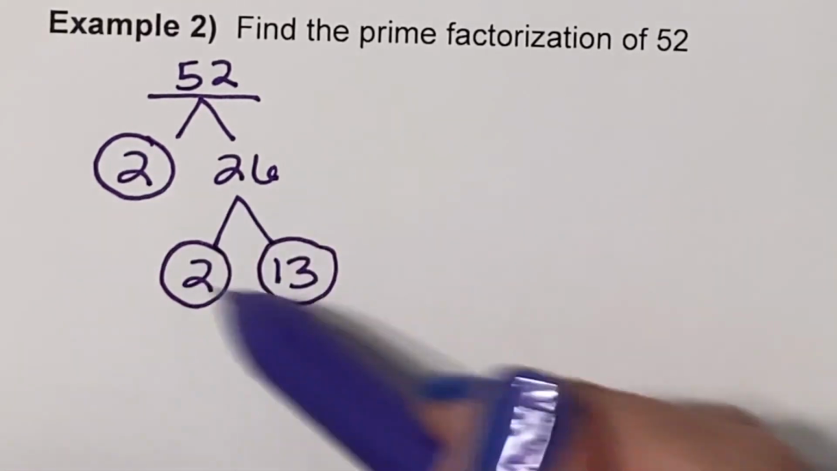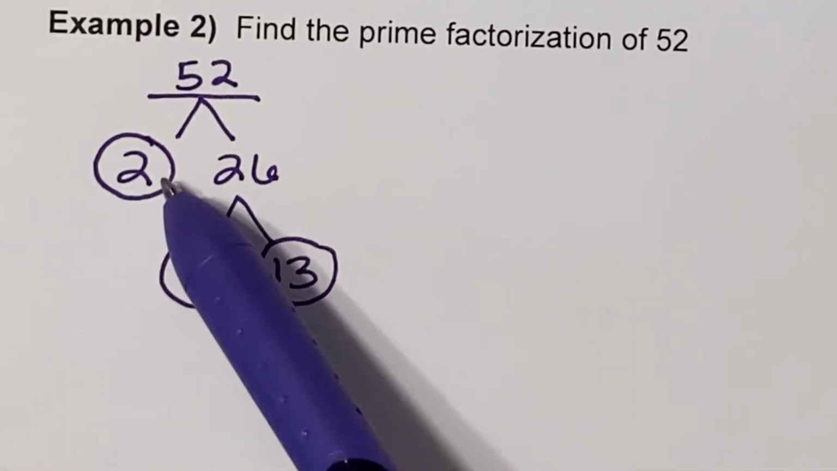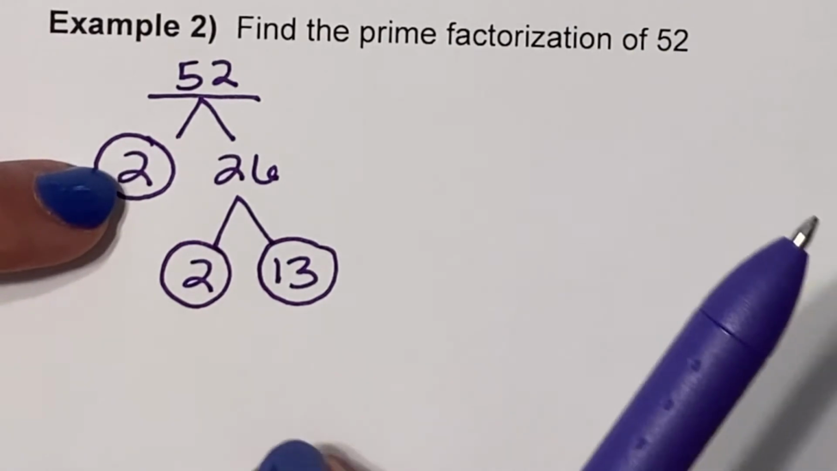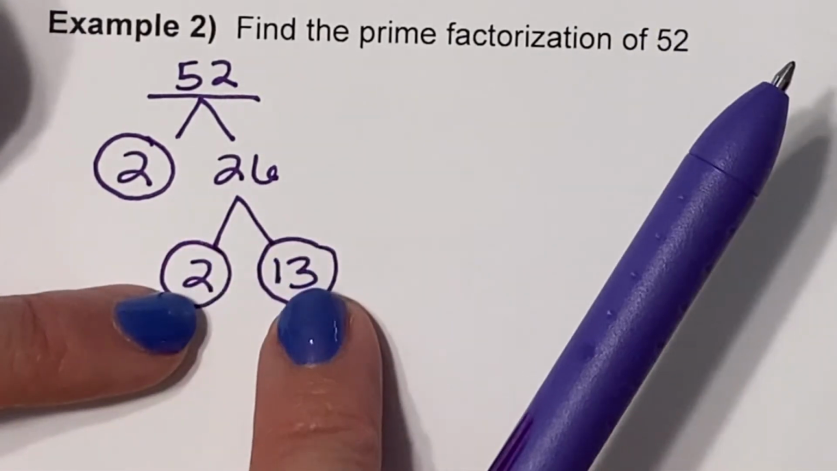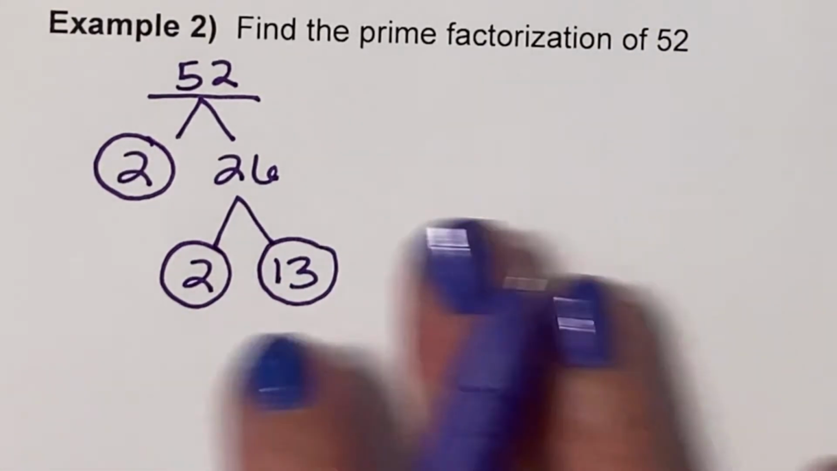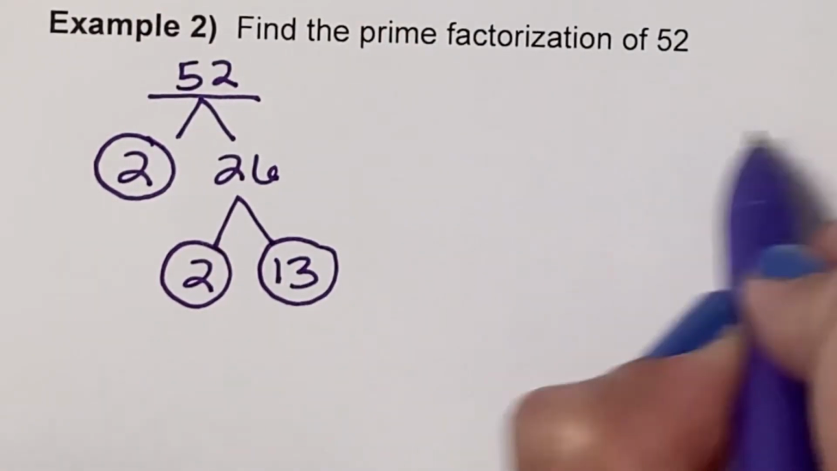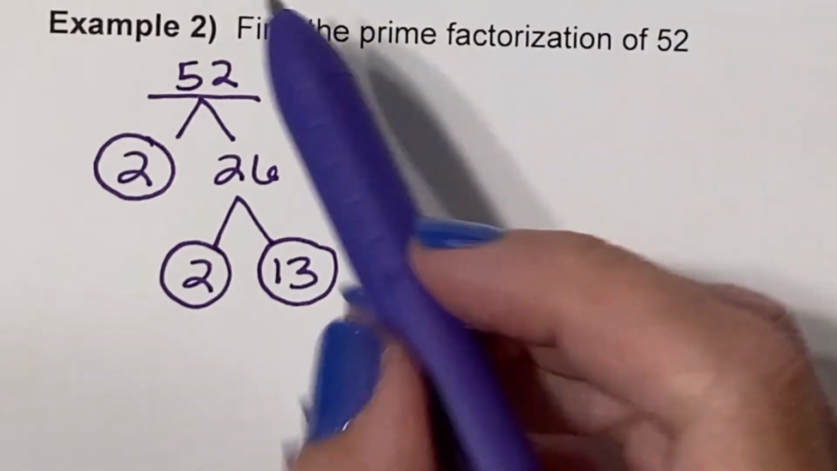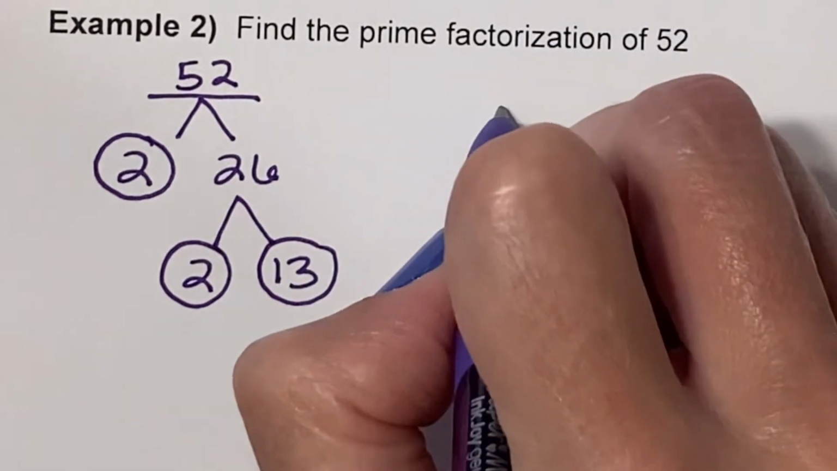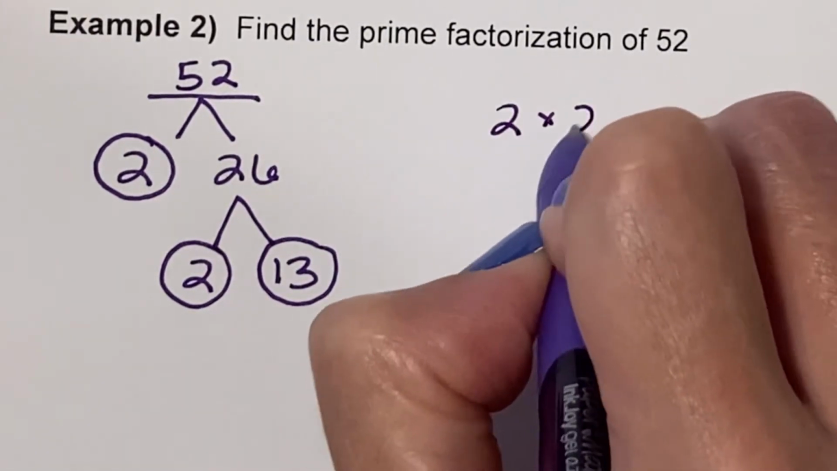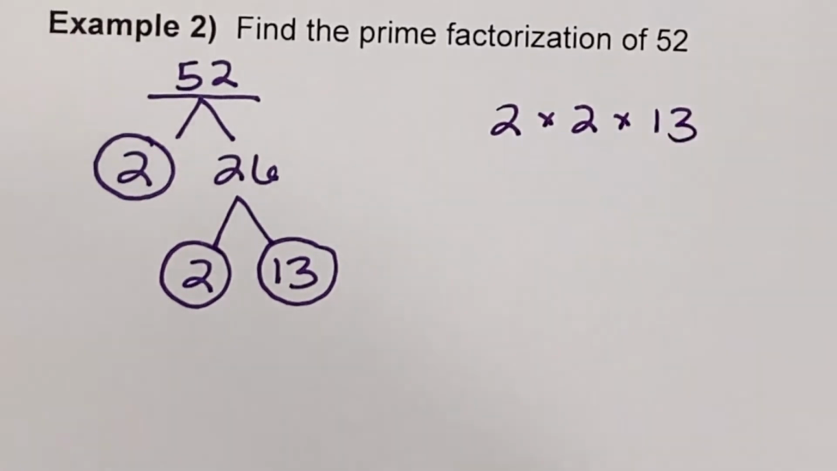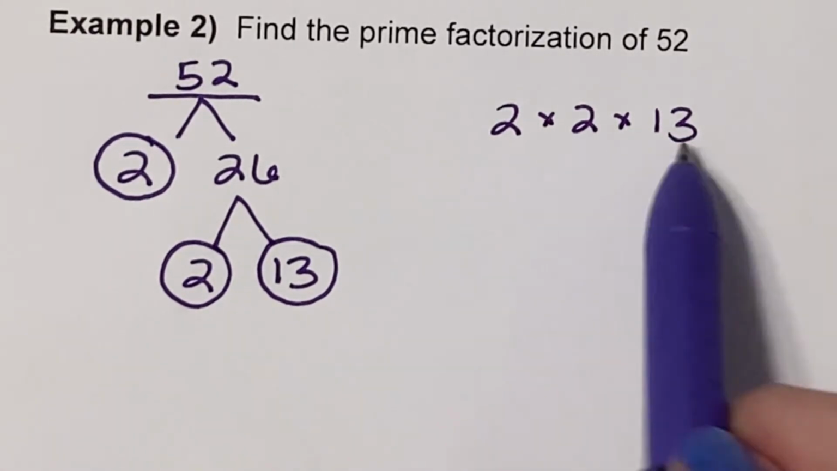And I am done with my factor tree because that branch ended in a prime and these branches ended in a prime. I'm not done yet with my problem. I'm just done with my factor tree. Now, we're going to list the numbers in ascending order. So I have 2, 2, and 13. So 2 times 2 times 13. That's my prime factorization.